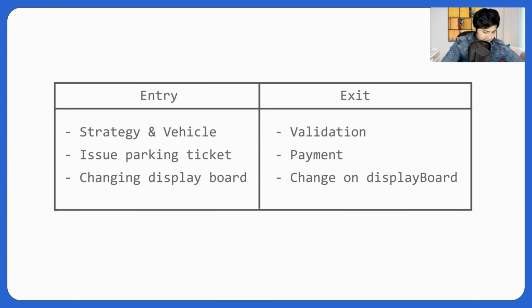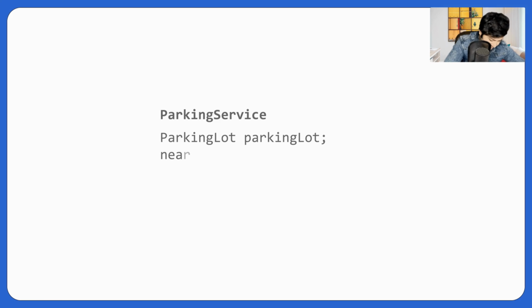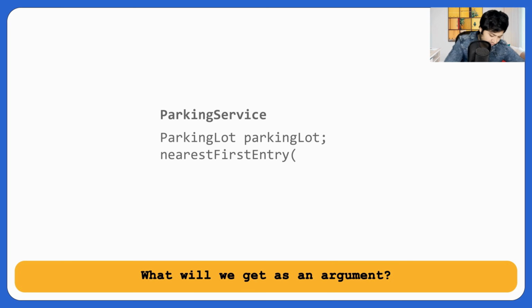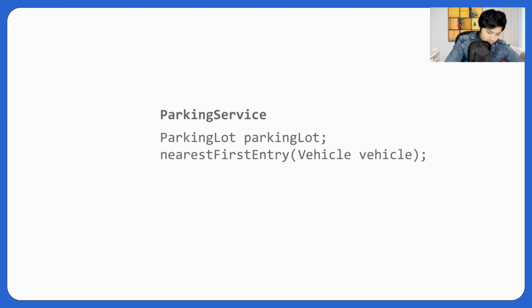We can think of entry now. So since entry is on the basis of strategy, and right now we have two strategies, nearest first and farthest first, what we can do is have nearest first entry as the first method. So if the parking lot is using a strategy of nearest first, we'll call this method nearest first entry. What will we get as an argument? We'll get as an argument a vehicle, and what will it return? It will return a parking ticket.